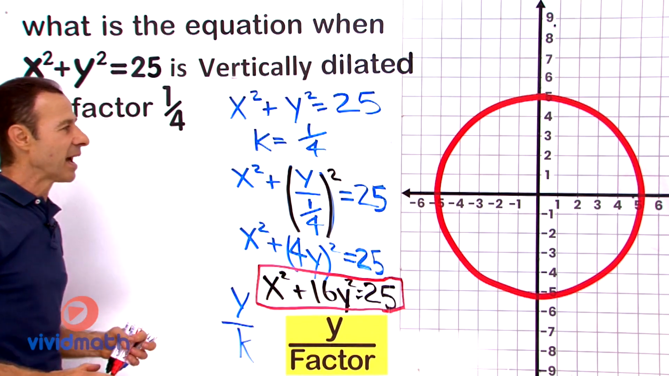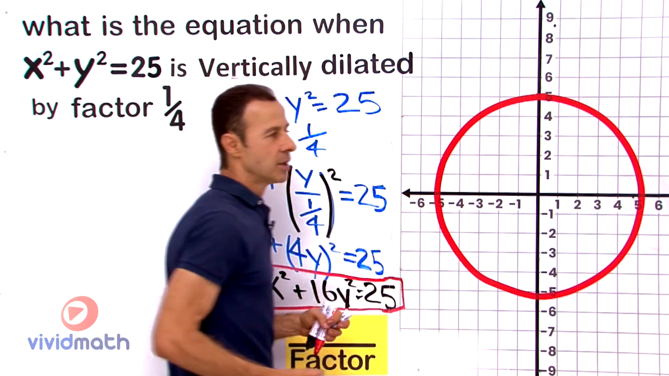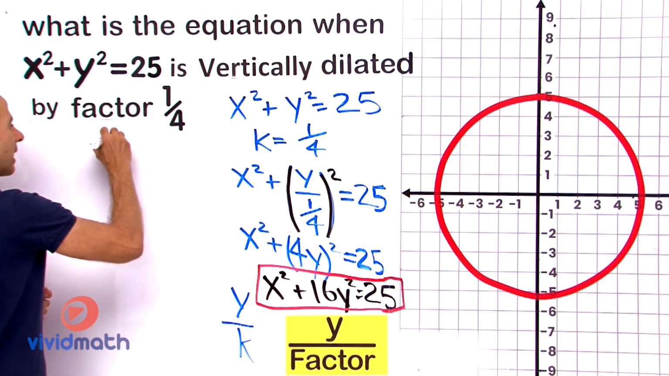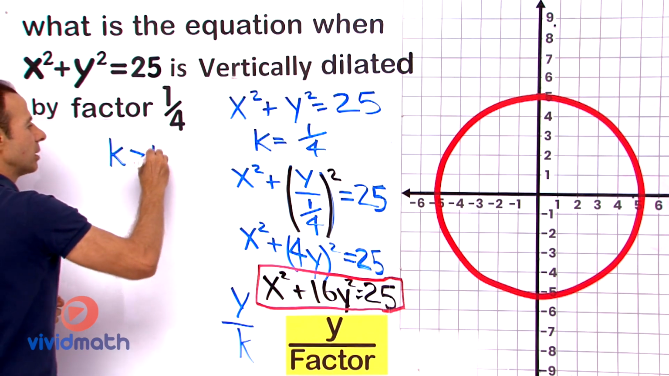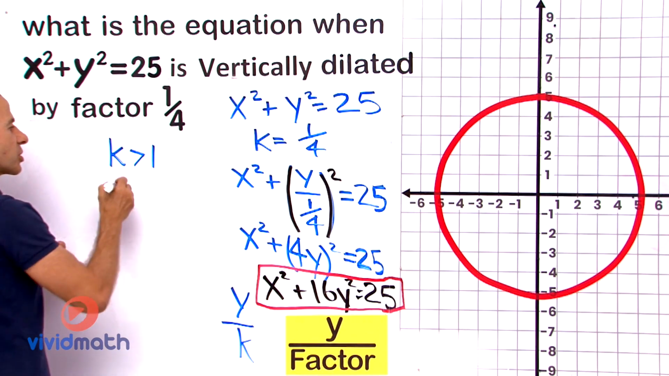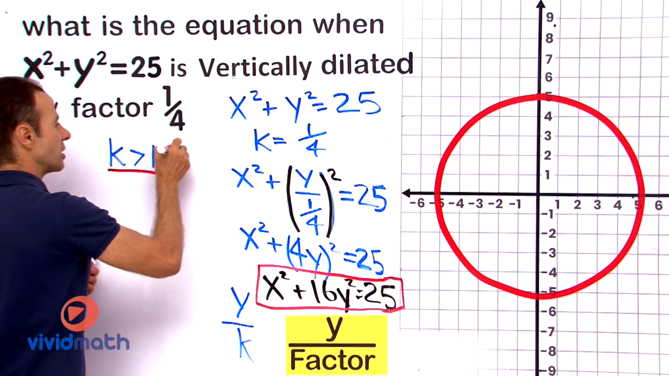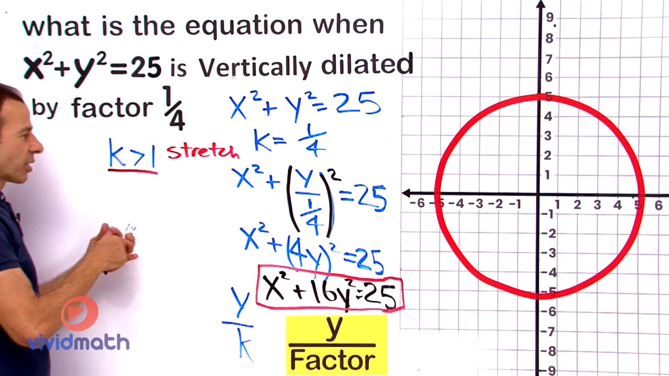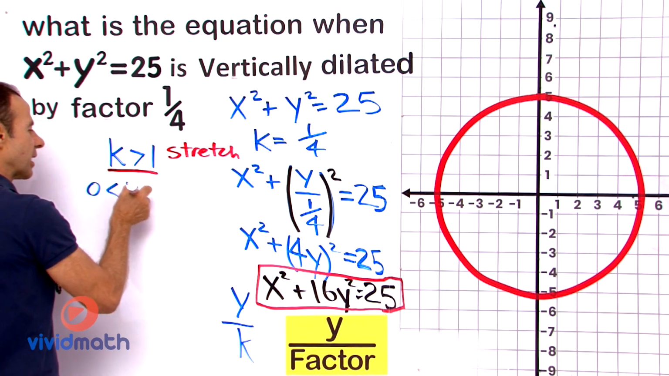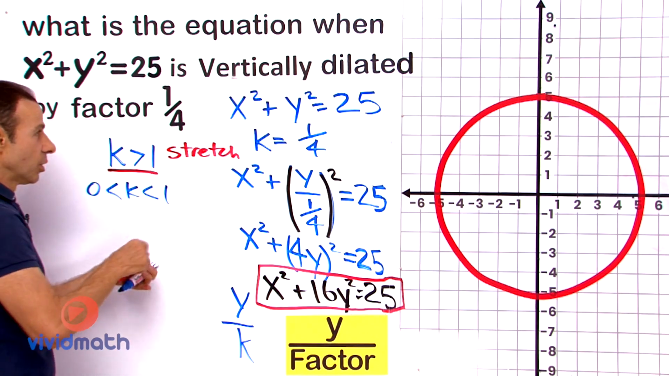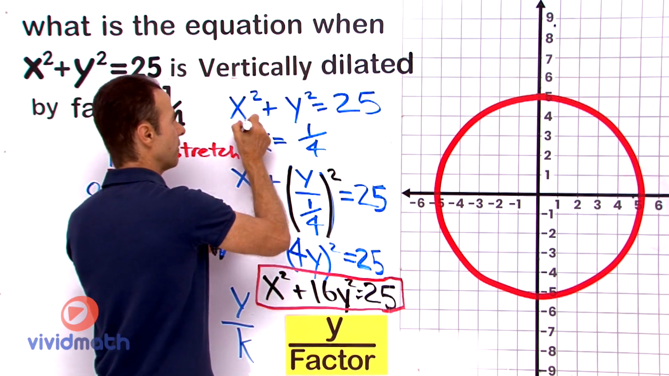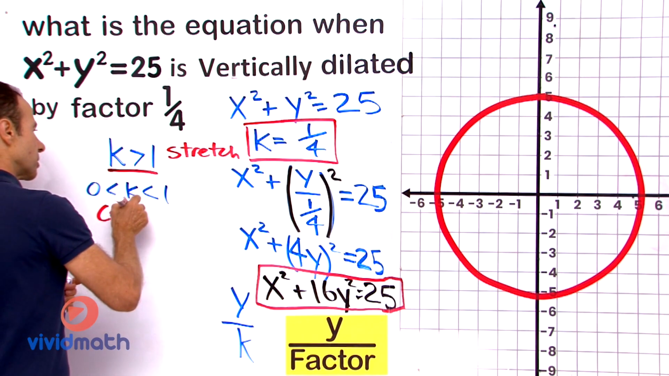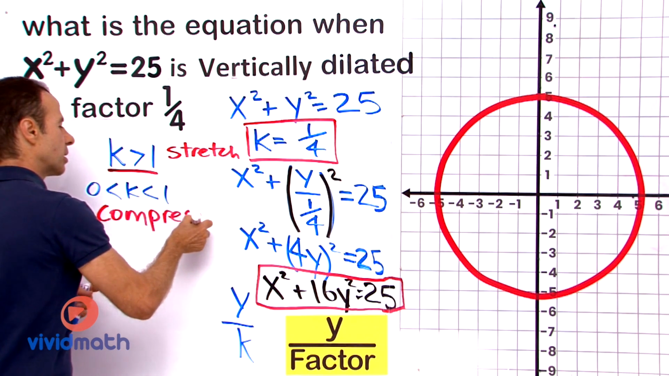Now the trick is, how do we draw it up there and what does it look like? So first of all, k equals 1/4. What does that mean? Well, when k is greater than 1, what is it going to do? Is it going to stretch or compress? Well, it's going to stretch. K is greater than 1 means stretch. But here we don't have k is greater than 1. We've got 0 is less than k is less than 1. We have a k value of 1/4. So it means we're going to have a vertical compression. It's going to vertically compress.